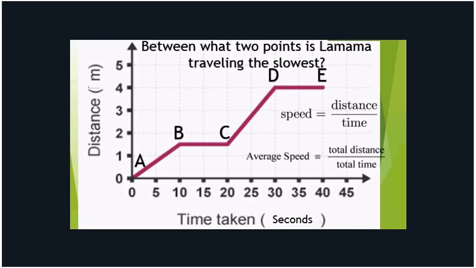So we know that from D to E she was going 0 meters per second. From B to C she was also going 0 meters per second. Those are both the slowest times. Remember, on a quiz or a test, I only give you one option. You would never have one where you have 2 different points that are both traveling the slowest.